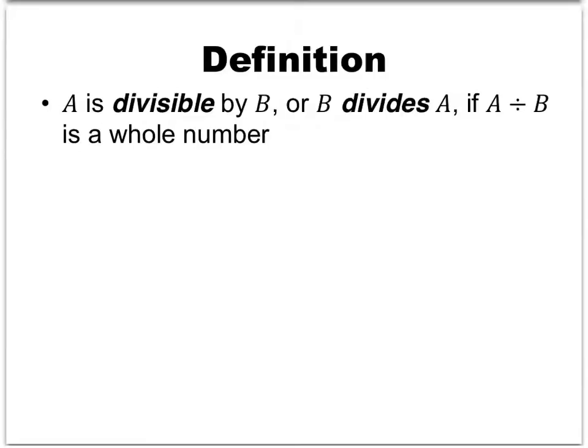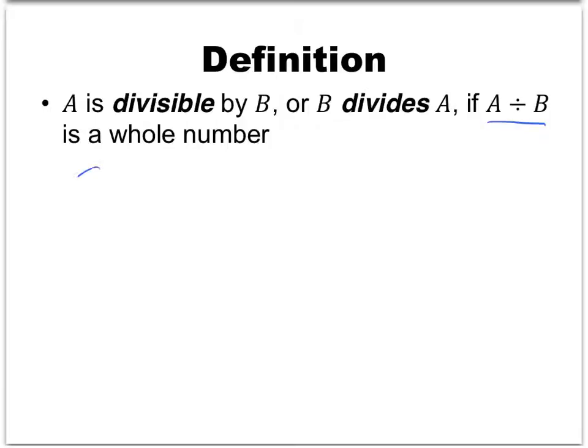So we're going to have three different definitions to start off with. We're going to illustrate each of these with a simple example. The first definition says that the number A is divisible by the number B, or stated another way, B divides A, if the number A divided by B is a whole number. Now these definitions are a little bit hard to understand, so let's illustrate this with a simple example.